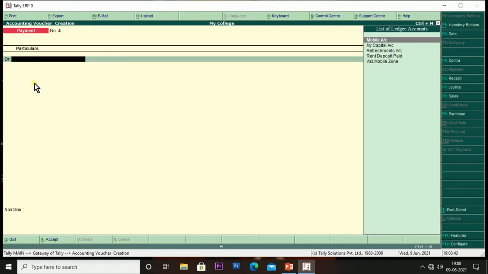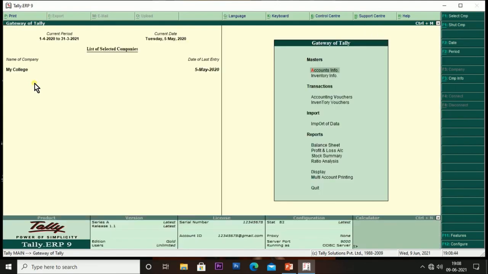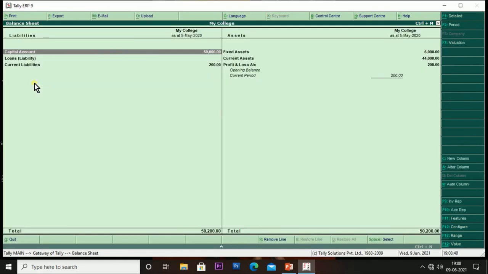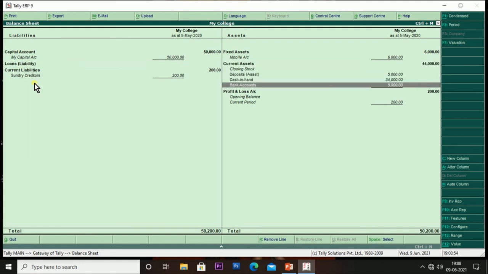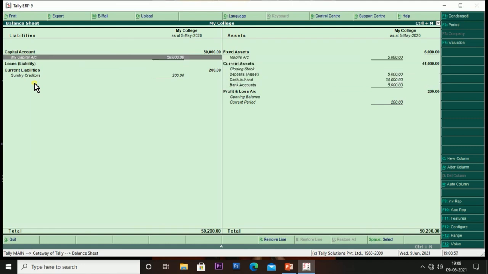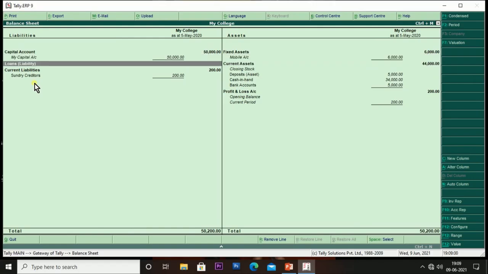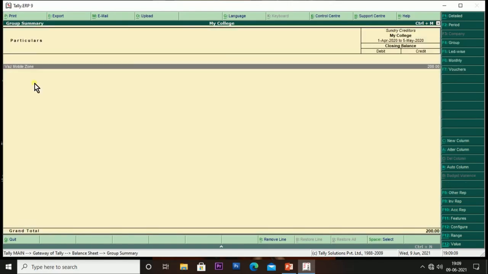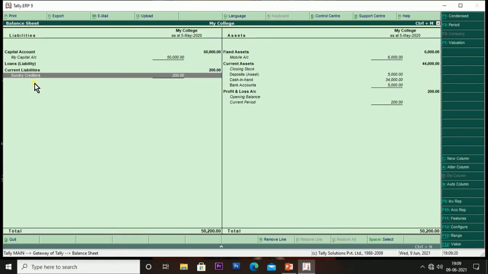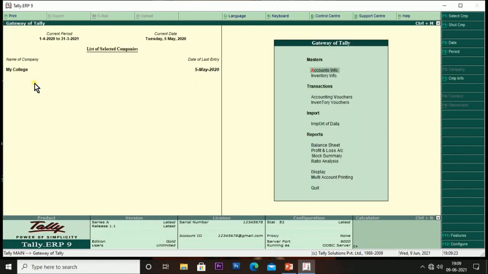Now if you see the balance sheet, in the mobile account there is 6,000, but in the sundry creditor, 200 rupees is pending with Vas Mobile Zone. That means you have to pay 200 rupees. But payment of 200 rupees is not necessary since he told us it was a discount. Then entering that accounting entry is necessary.